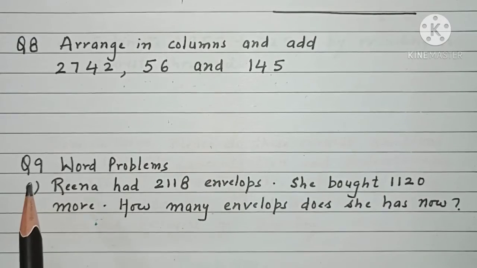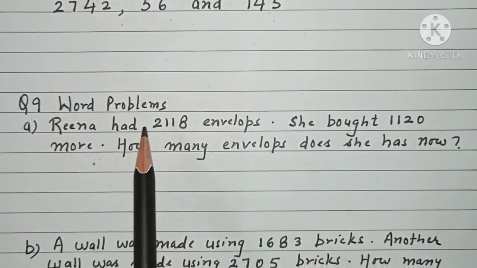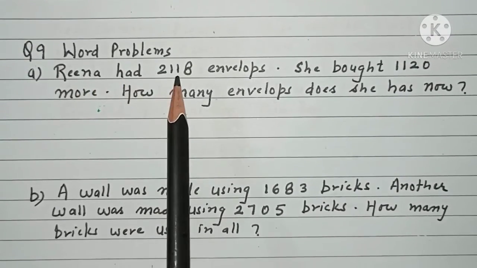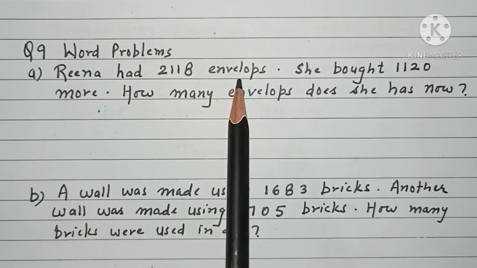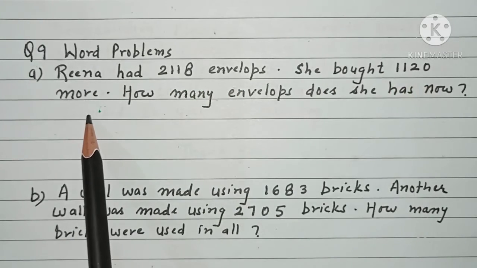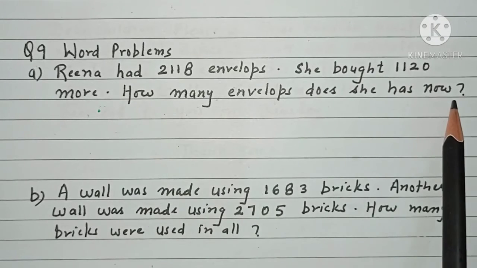Fine. Now, question number 9, dealing with the story sums or the word problems. I'm going to read the word problem. A part, Rina had 2,118 envelopes. She bought 1,120 more. How many envelopes does she have now?